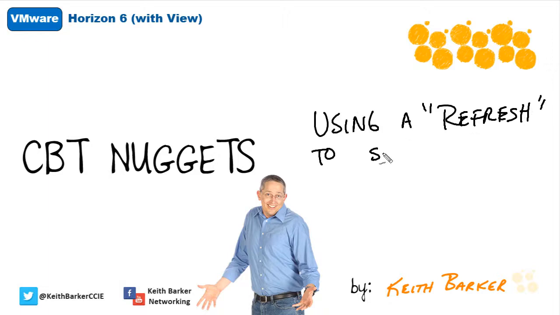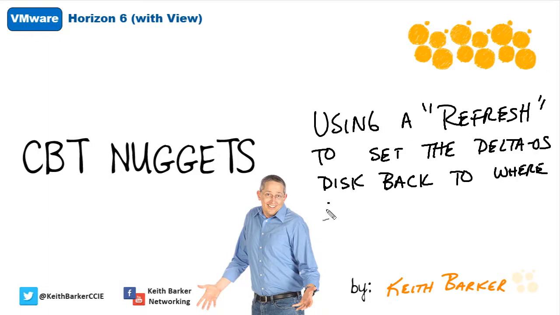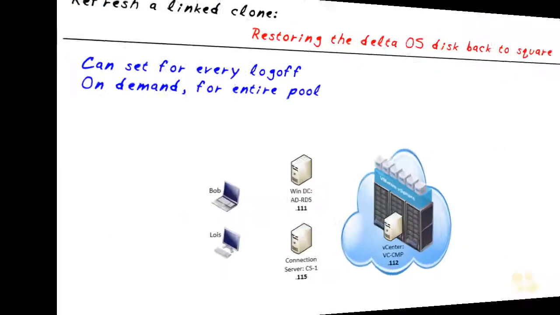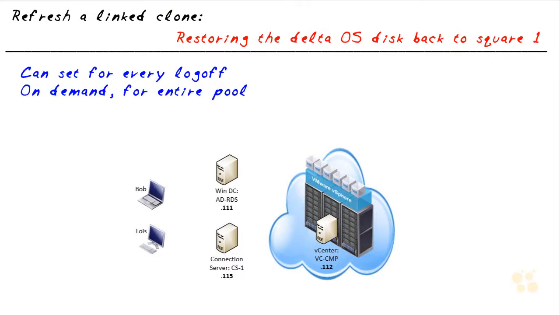In this nugget, we're going to take a look at how we can use the refresh option with a linked clone to set that Delta OS disk back to the way it was at the very beginning, back to square one. Let's jump in. One of the common sayings that I hear around my house is, why don't you leave it like you found it?